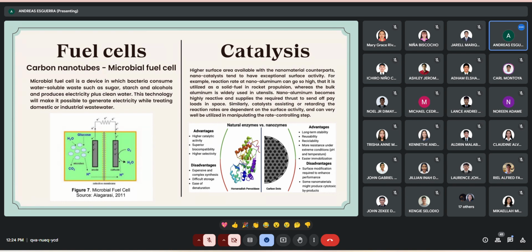So another one is the catalysis. Because of the nanomaterials' smaller scale, they have higher surface area available. And in comparison with the natural enzymes versus the nano enzymes, so una, ano bang ginagawa muna ng catalysis? So they speed up yung mga certain processes rather than walang enzymes or nano enzymes na involved. So yun.